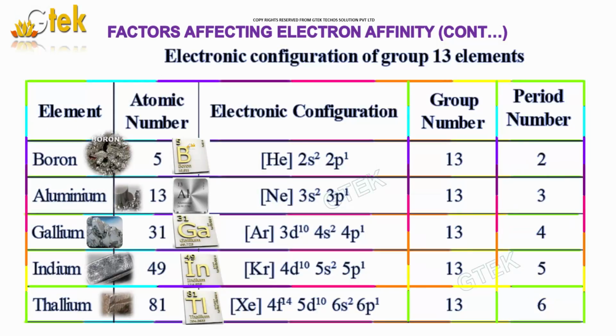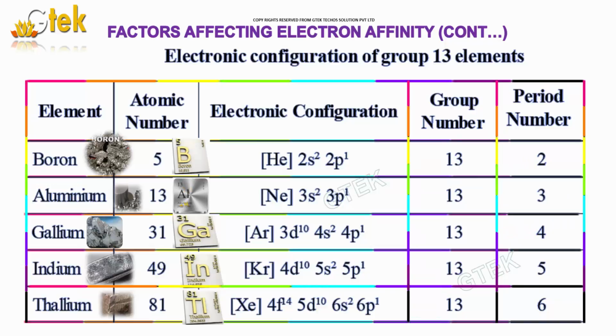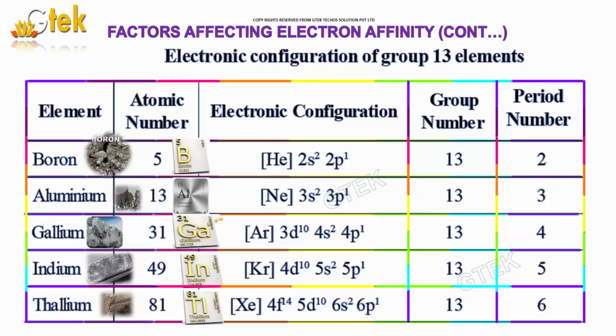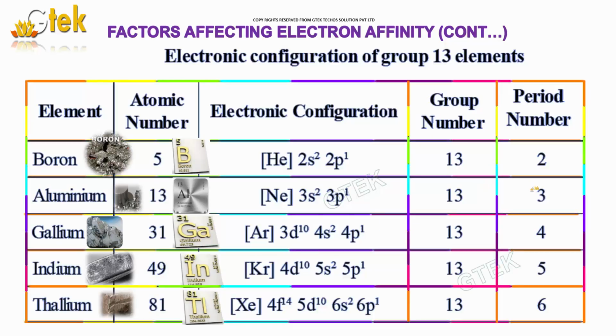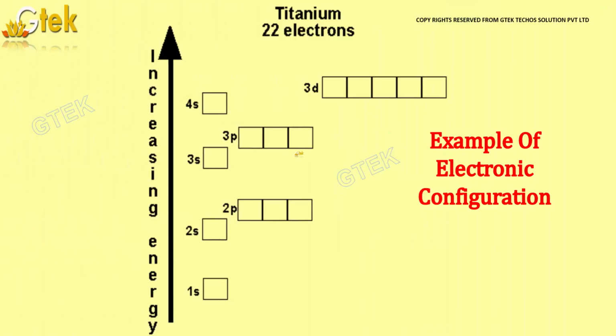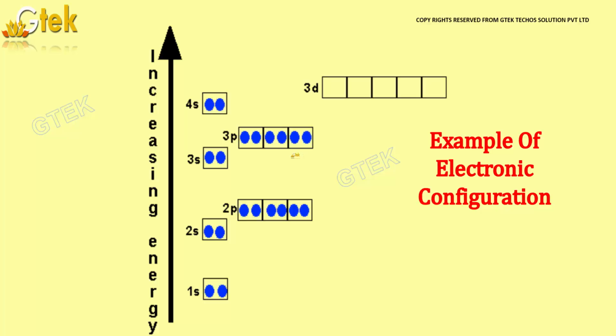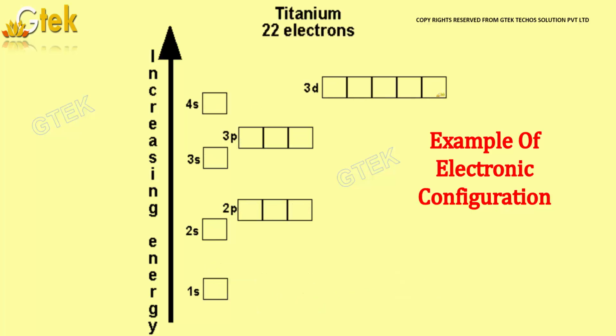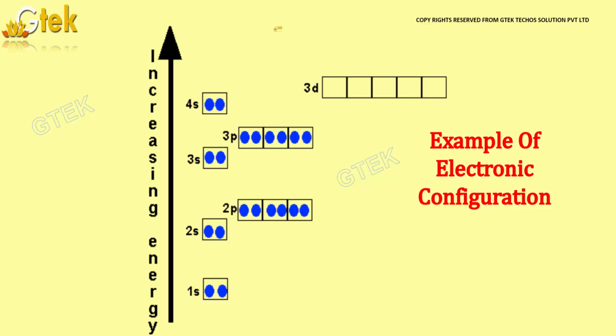Next, the electronic configuration of group 13 elements: boron, aluminium, gallium, indium and thallium. Here is the electronic configuration with the group number and period number. This is how the electronic configuration of elements is filled. So it's 1s2, 2s2, 2p6, 3s2, 3p6, 4s2, 3d2. It will go on up to 3d10. This is an example for titanium, which has 22 electrons.